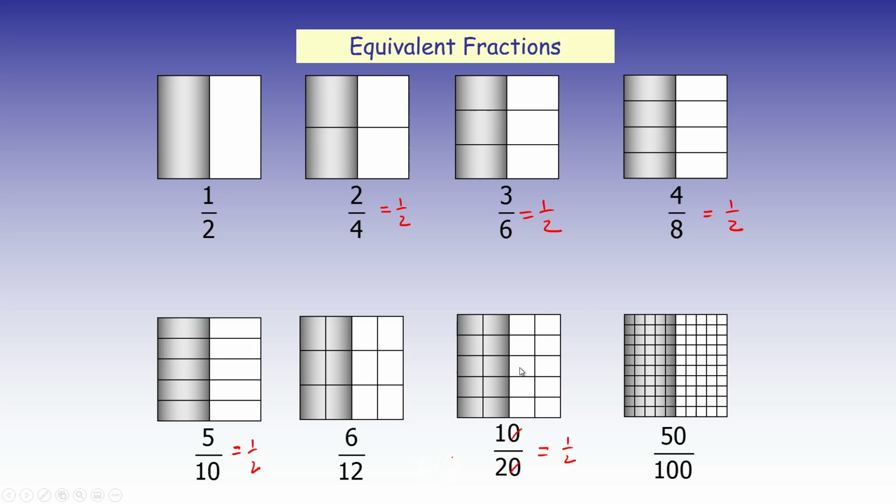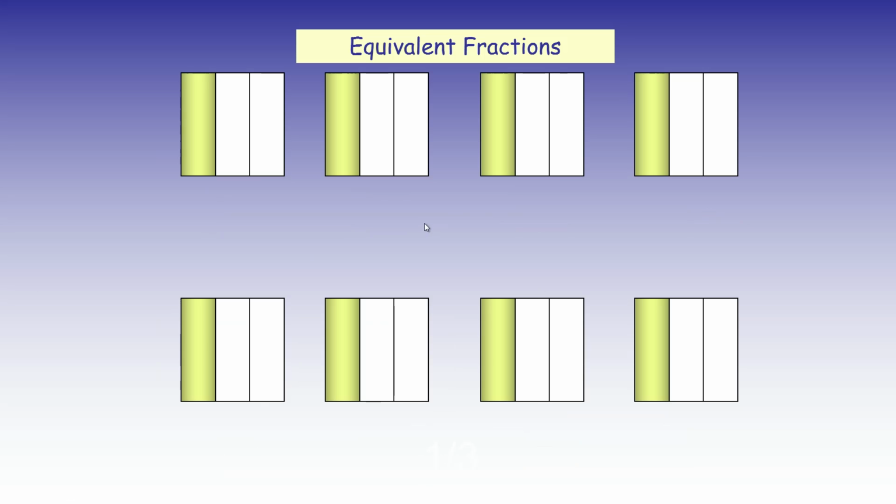Okay? So here we've written 2 out of 4, that is still a half, or 50 out of 100, these terms are still a half. Equivalent fractions, same sort of thing here. These shapes are all thirds, but we can write them in slightly different ways. So it's a third there.